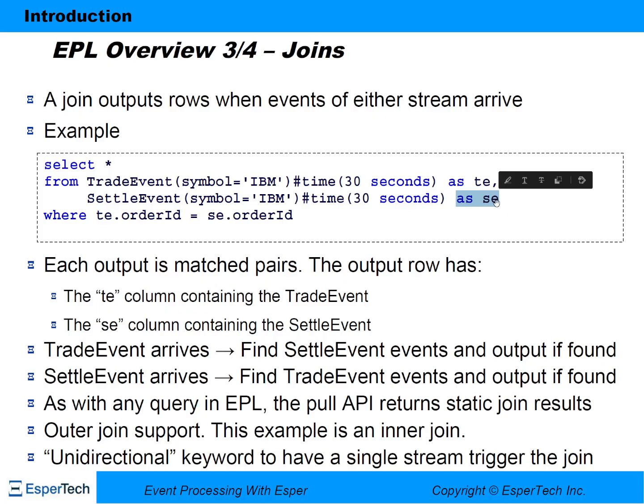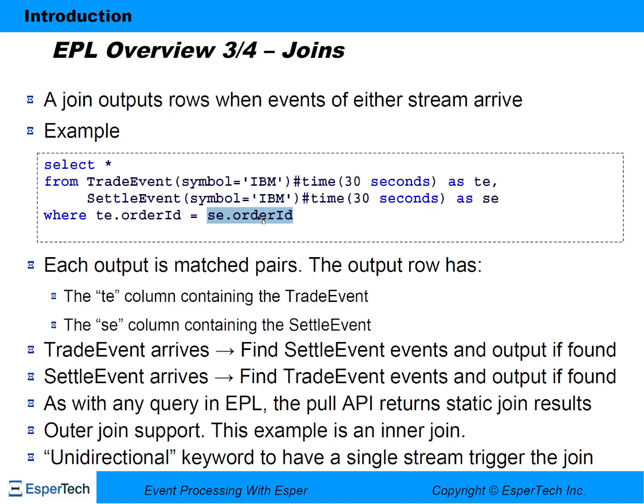The where clause correlates the two streams by order ID. Since we assign the name, TE, to trade events, the where clause can say, TE.orderID, to mean the order ID of the trade event. Since we assign the name, SE, to settle events, the where clause can say, SE.orderID, to mean the order ID of the settle event.